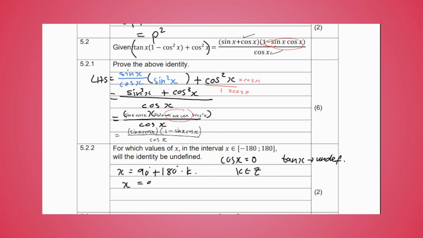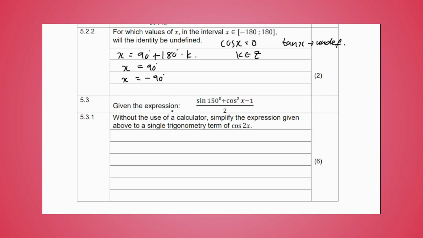It is actually at 90, and then when k is negative 1, the other one will be negative 90. Those are your two answers, 90 and negative 90. Then, given the expression sin 150 plus (cos squared x minus 1) over 2, without the use of the calculator, simplify the expression given to a single trigonometric term of cos 2x.